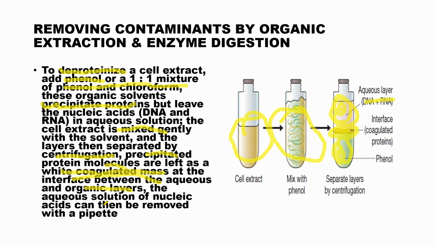Fine. Now, the aqueous solution of nucleic acids can be removed with a pipette. So for the next step, we need the DNA actually. Now we have removed only the proteins. So after removing the proteins, what is left in the test tube? You have the aqueous layer with DNA and RNA, which has to be removed into a new Eppendorf tube, carefully using the micropipette. Clear? That's what we are performing in the deproteinization step.